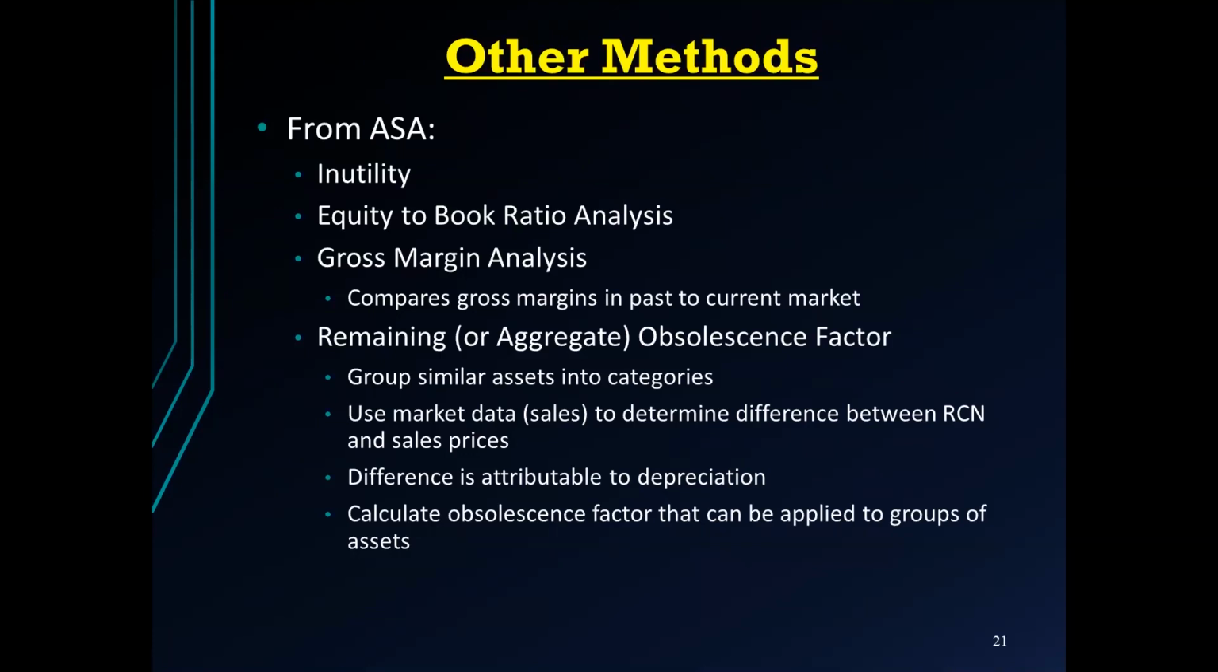The other one, which is not really a different method, but I want to bring it up, is what the ASA calls a remaining or aggregate obsolescence factor. What this does is come up with these aggregate factors, where you group assets into similar categories and you find sales of property within those categories, and you use that to extrapolate an obsolescence factor that you can apply to everything. But you just have to be careful. I've seen this done very well, where the assets are grouped appropriately and it really is done well. I've also seen it done very poorly.